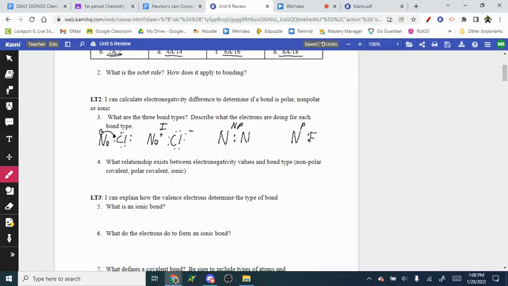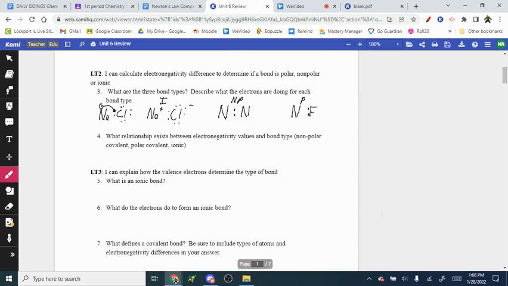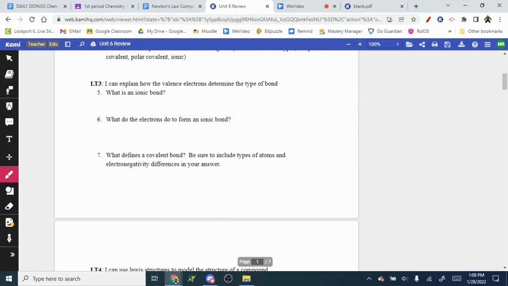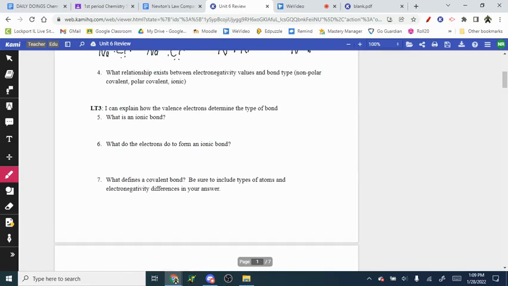What relationship exists between electronegativity values and bond type? Okay, so when we have a large difference in electronegativity values, that is more of an ionic bond or a polar bond. If we have a small difference in electronegativities, that is going to be a nonpolar bond. Okay, so valence electrons determine the type of bond. An ionic bond is when you have electrons that get transferred between elements as opposed to being shared between elements.